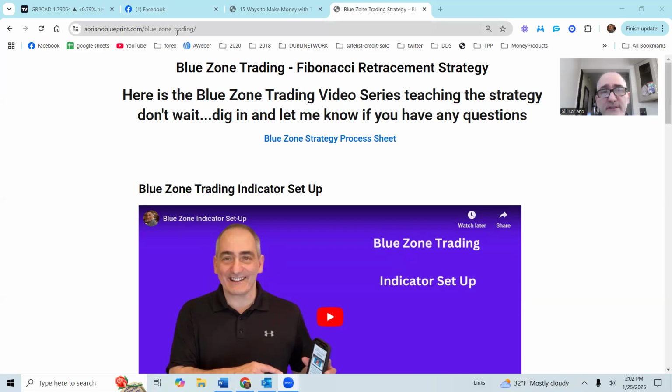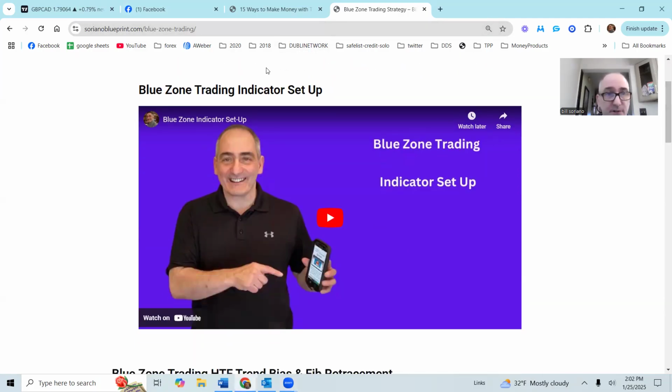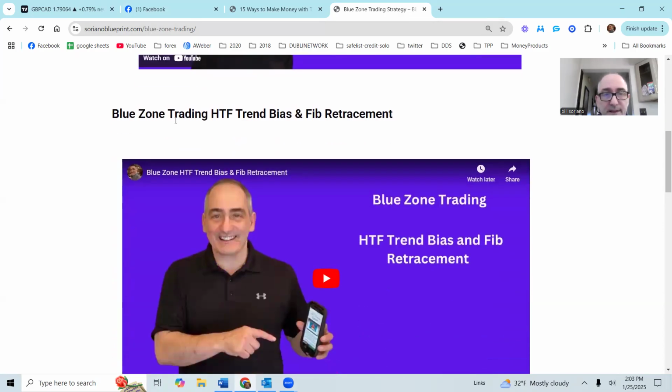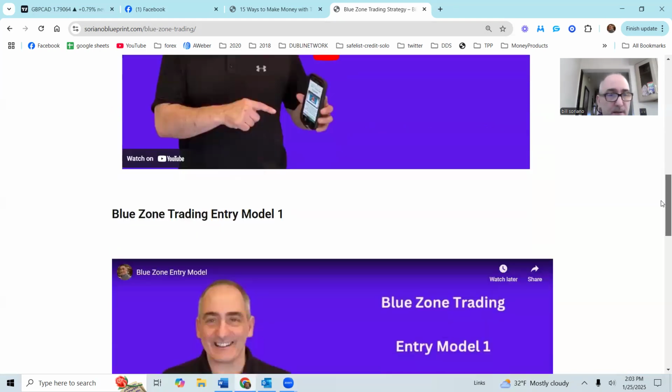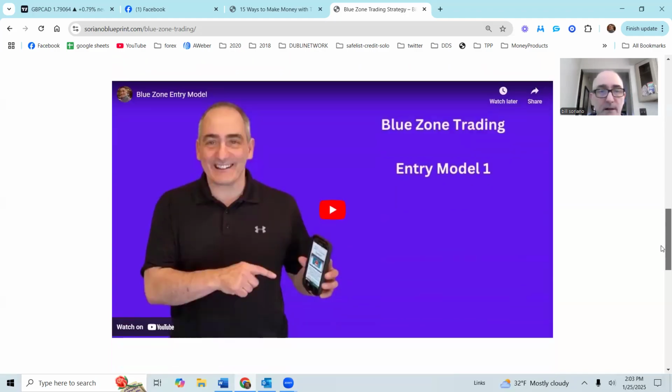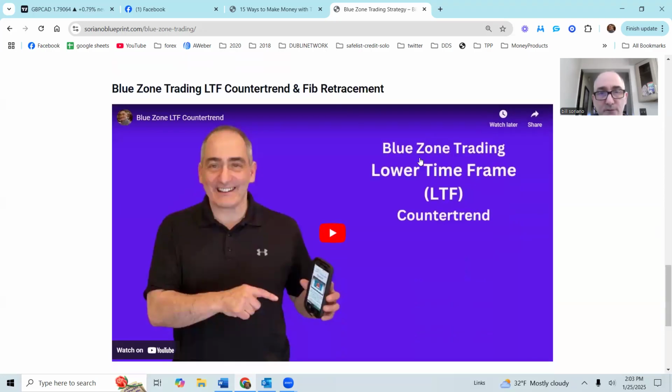sorianoblueprint.com/blue zone trading, you'll see the videos outlining the strategy. I tell you which two free indicators you can use. I show you how to set them up on TradingView. I show you the blue zone trading higher time frame trend bias and the fib retracement, how to draw the fib. I show you the entry model one, which is an EMA buy or sell shift. And I also show you a counter trend strategy.